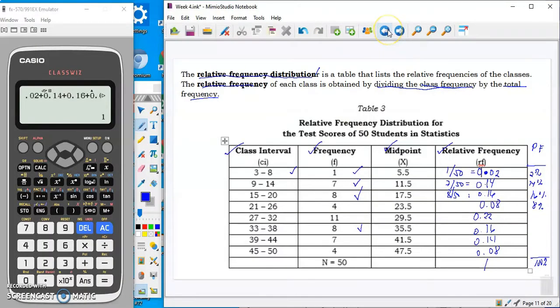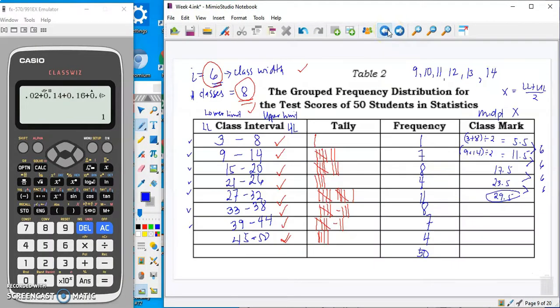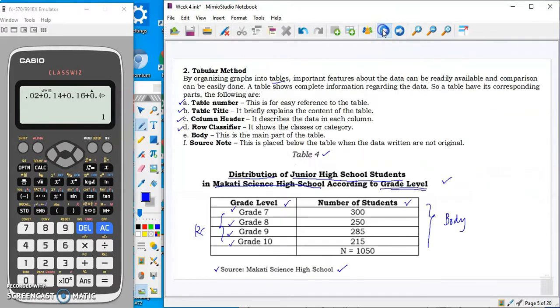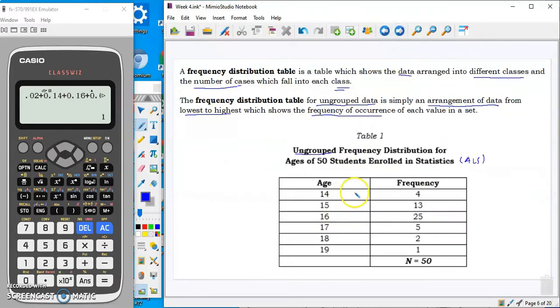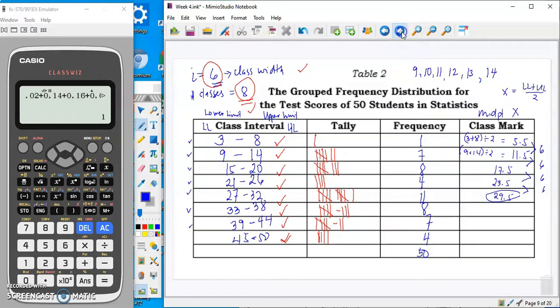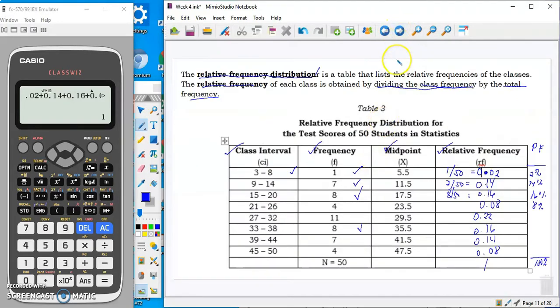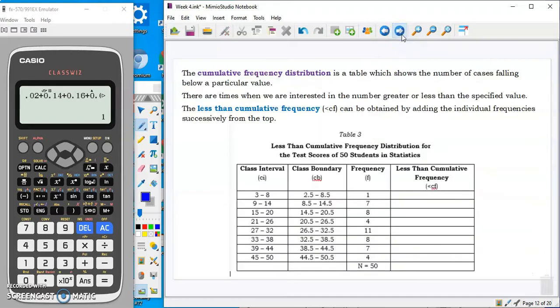So we already constructed two tables. Let's go back. We already have the frequency distribution for the ungrouped data. We also have the frequency distribution for the grouped data. We also have the relative frequency distribution. The last would be the cumulative frequency distribution. The cumulative frequency distribution is a table which shows the number of cases falling below or above a particular value.